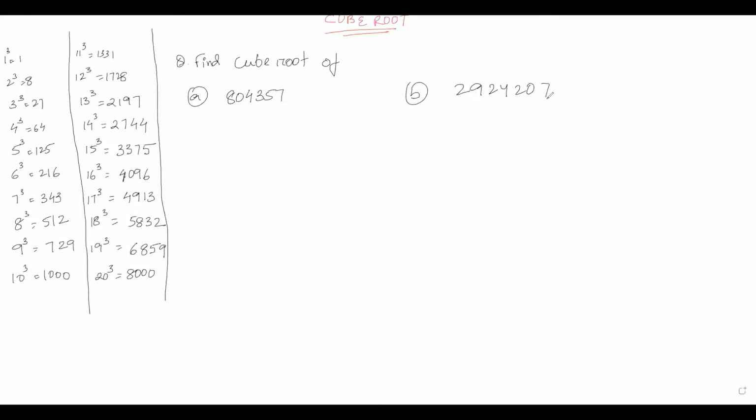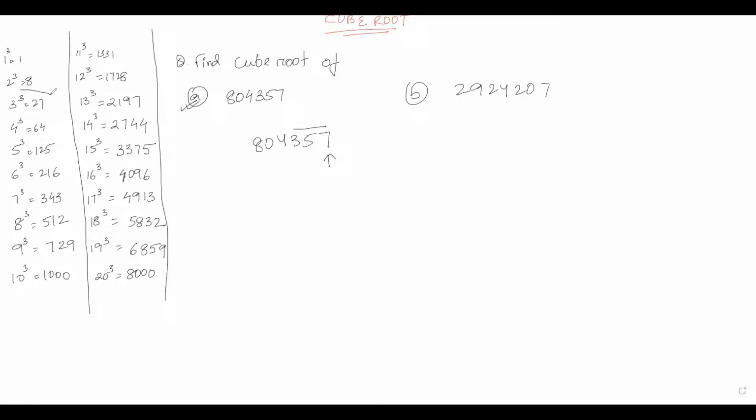Okay, so now let us try to find the cube root of these two numbers. The first one here is 804357. Again, we'll apply the same shortcut method. If we take 3 digits from the right-hand side, this would be 357, and here the unit digit is 7. So I need to see the cube of which number contains the unit digit as 7.